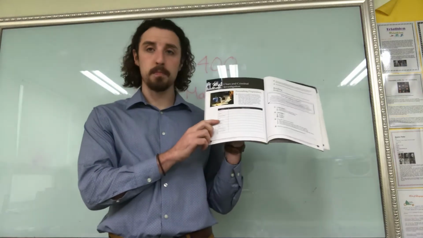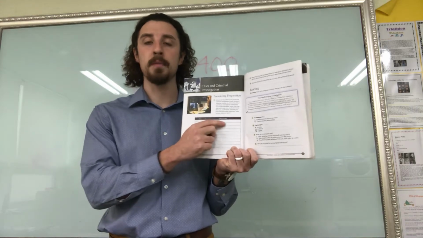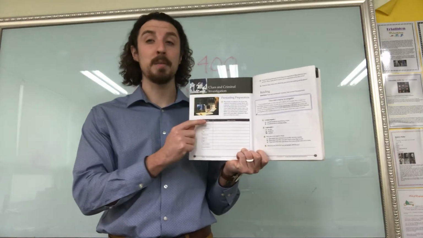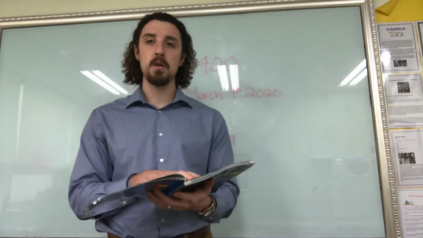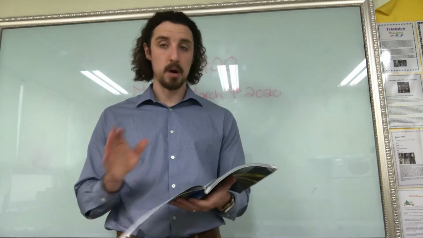So for each type of clue or evidence, you have to write what crime it can be associated with or tied to. So that's the first thing we're going to do. So pause the video, and then when you're done, we will go on to the next part. So pause, do this.